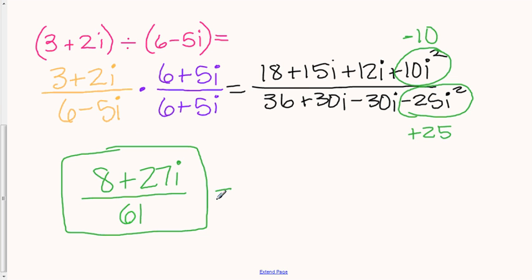Now, if you want to write it in complete complex number form, you should write 8 over 61 plus 27 over 61i. And that concludes this lesson on Chapter 2, Section 4.